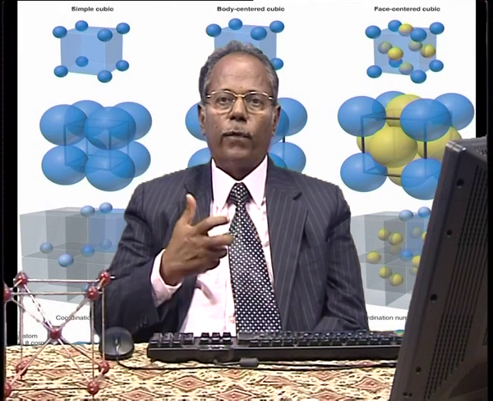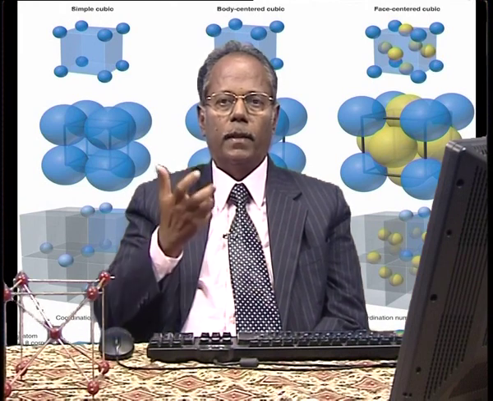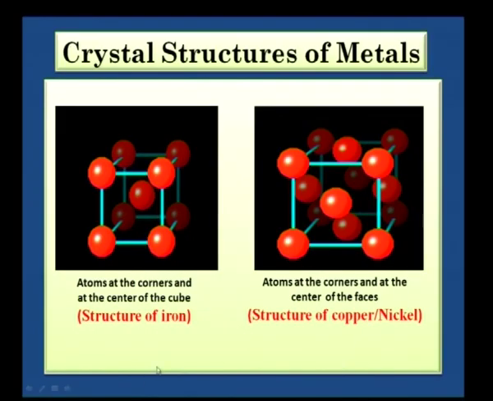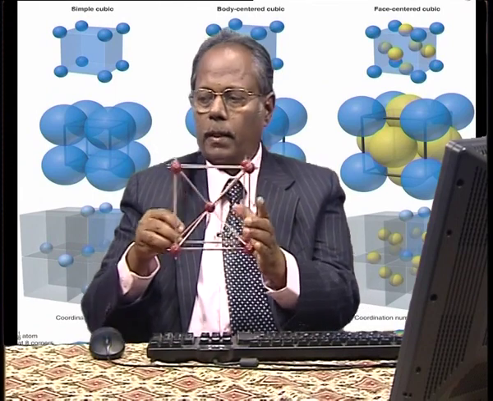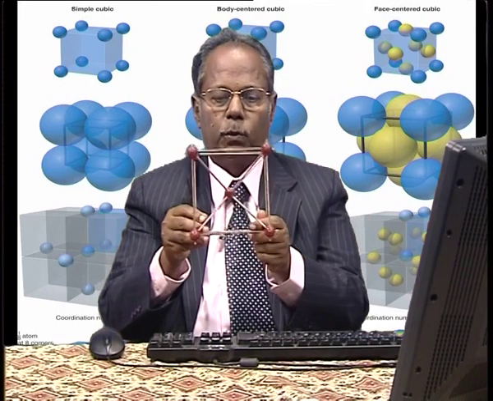Whereas, you find lots of elements in the periodic table, such as nickel, crystallizing in the FCC structure. This is what is called the unit cell of an FCC structure. This is the FCC unit cell. You see here atoms at the corners and then the atom at the face center. This is a body centered cubic structure. This is what I am showing here.